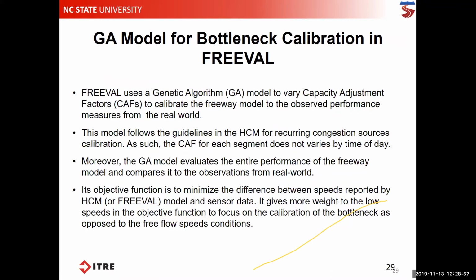One implemented version of this idea of how we can change these capacities for our baseline calibration is a GA model that is built in FREEVAL. It was the outcome of one of our research projects, and it does the same thing that HCM talks about, but in a heuristic and more numerical way. It finds a bottleneck and tries to adjust its capacity adjustment factor so that our model gets calibrated. Again, this GA model built in FREEVAL does not account for varying CAF by time of day.